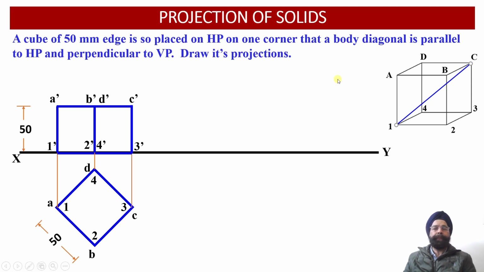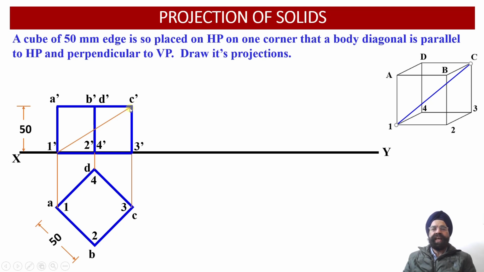Now let us represent this body diagonal. So the body diagonal is the one which is going to join the leftmost corner of the base with the rightmost corner of the top face of this particular cube. That is, we are going to join 1 with C. That is, in the front view, this body diagonal will be represented as a construction line which will be joining 1 dash and C dash over here.